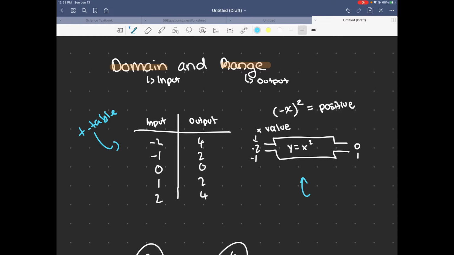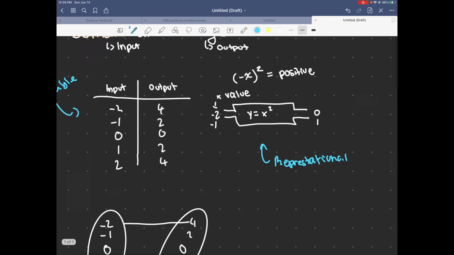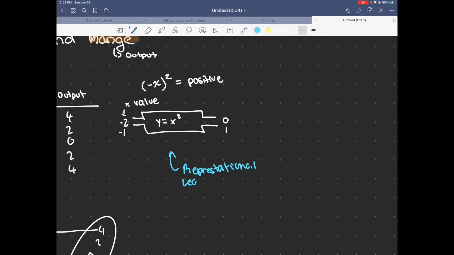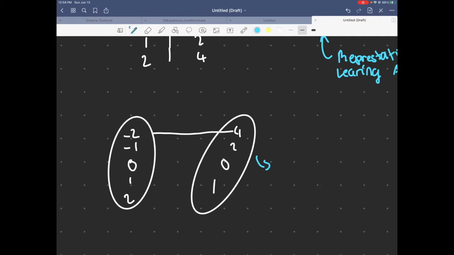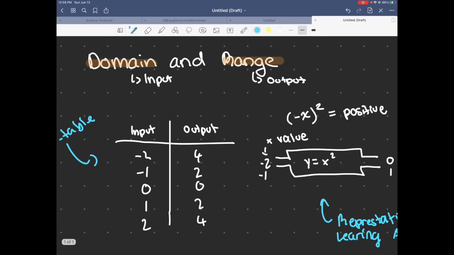This here is a representational learning aid. And this here is a detail we're going to discuss. So imagine that our input and output are related. Our input could be anything that we put in, and our output could be anything that we get out. The terms that we use are domain and range.